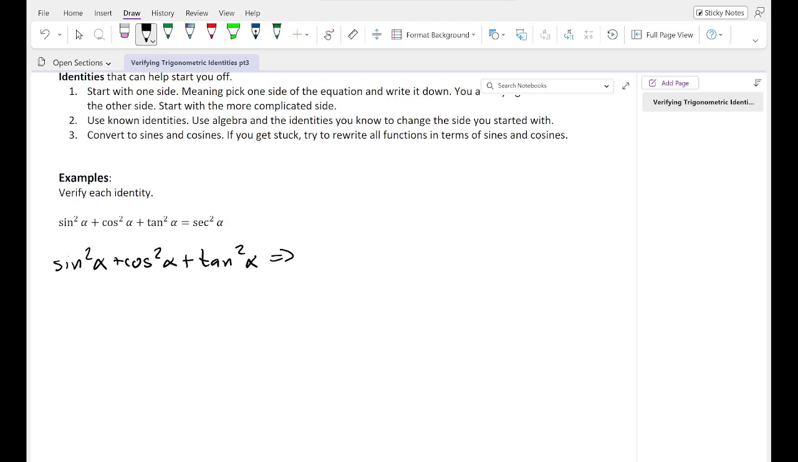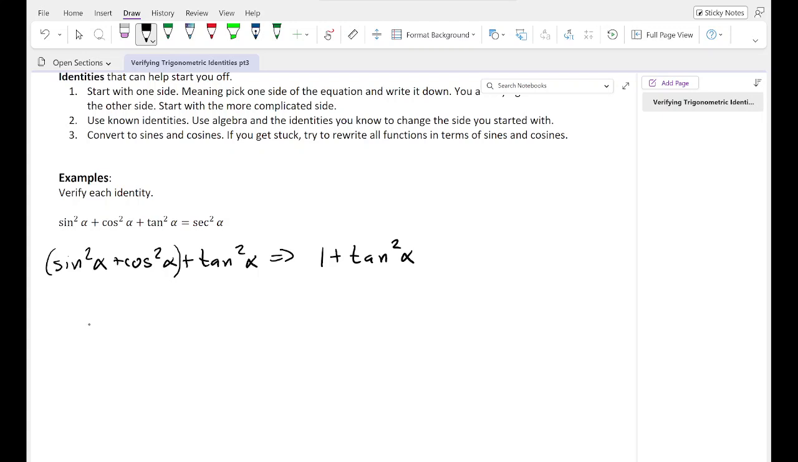What can I do? Well, the first thing I can see is that I can group sine squared alpha plus cosine squared alpha. And I know from my Pythagorean identity that sine squared plus cosine squared equals 1. So automatically I can say that this is 1 plus tangent squared alpha. Now where do I go from here?